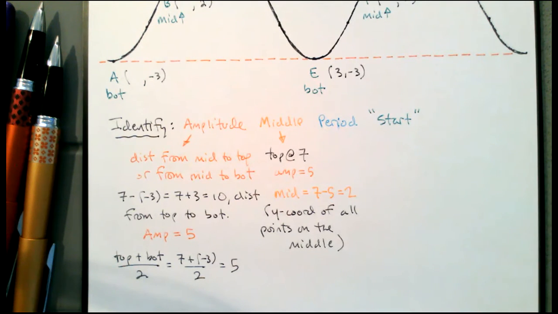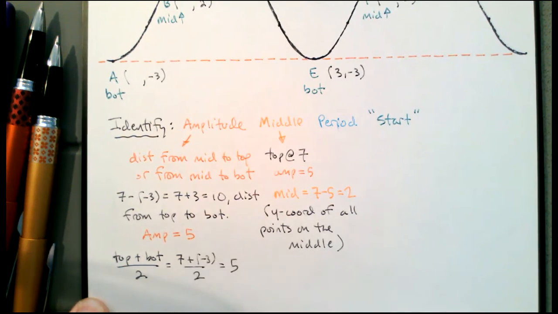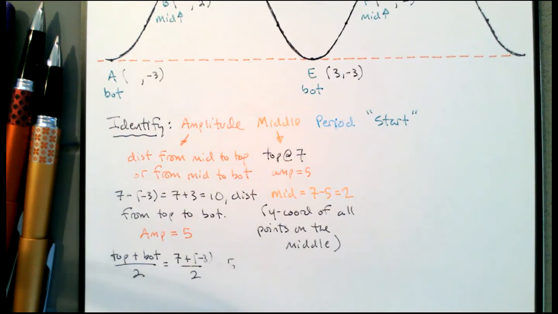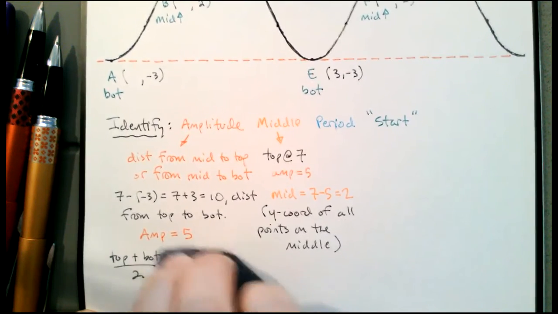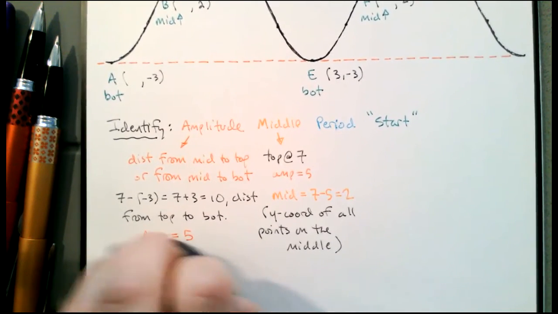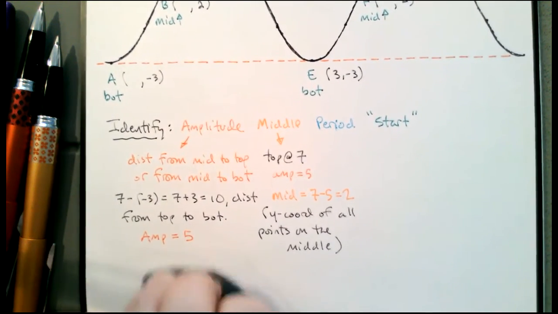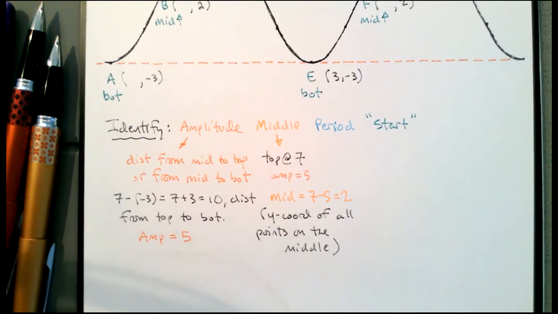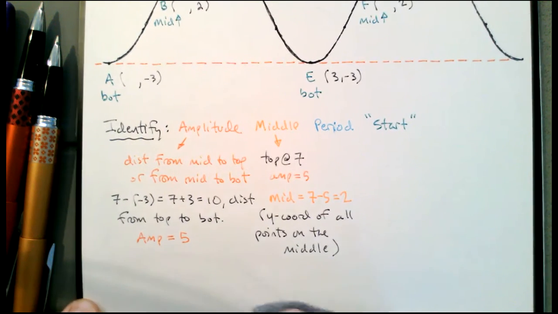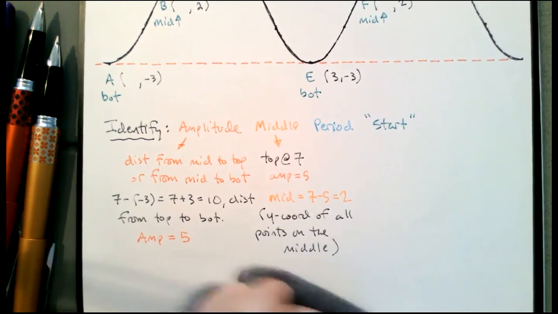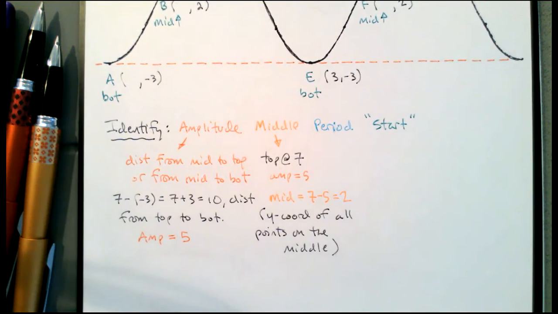Oh, I put this over, I was thinking of amplitude. You are correct. I put this over in the amplitude column and I wanted to find the middle. I was supposed to be speaking about the middle. It's the middle that's the average. The middle is also the average of the top and the bottom.